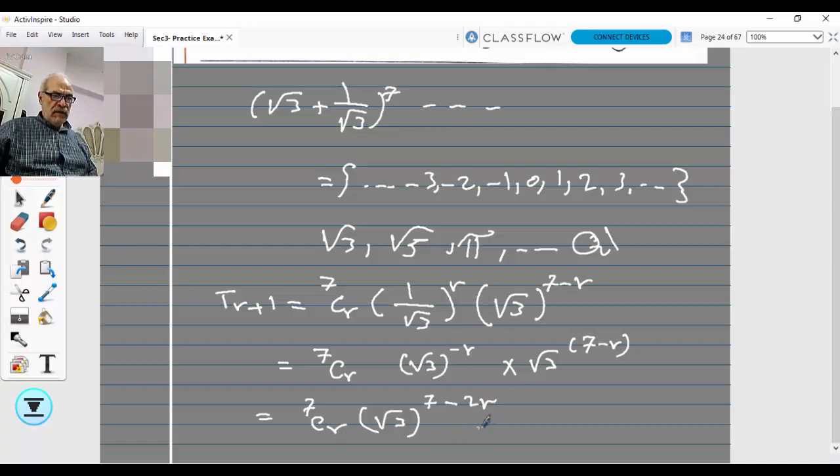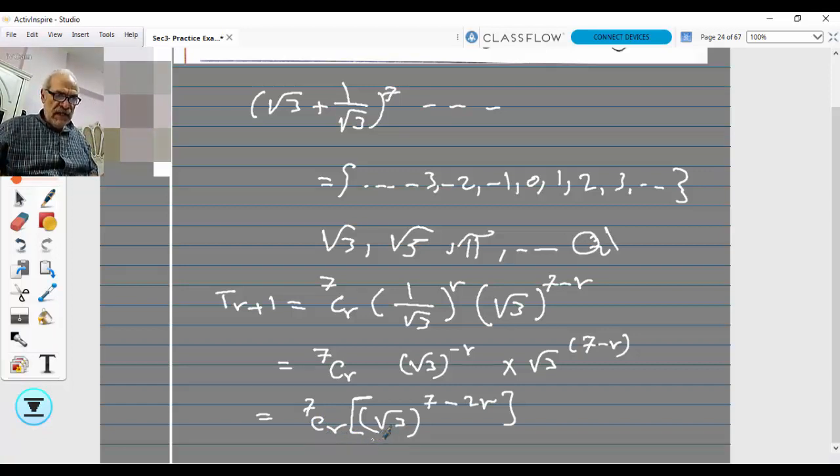Here R starts from 0, so we have 8 terms. Substituting R equals 0, we will get the first term. Substituting R equals 1, we will get the second term, and so on. We have to concentrate on this part, because 7C0 equals a number, 7C2 equals an integer, always an integer.